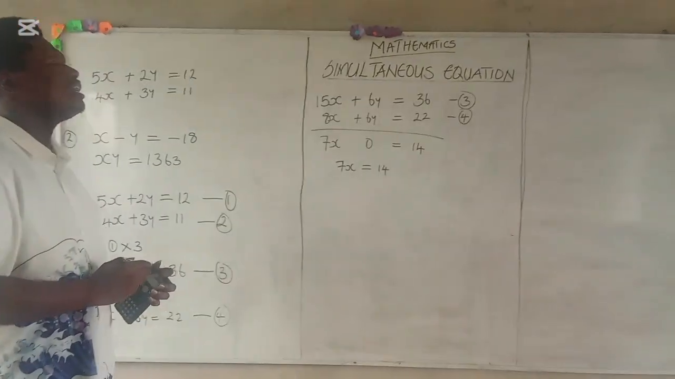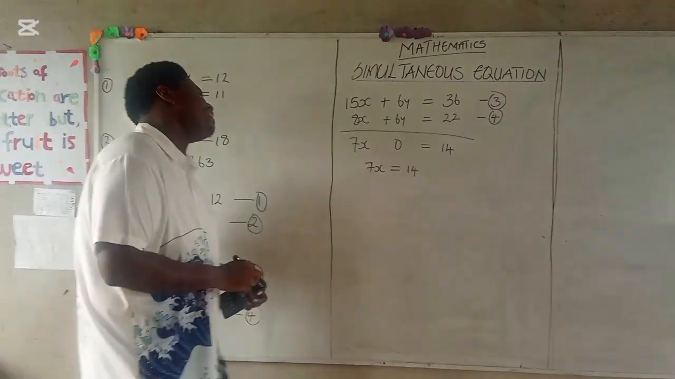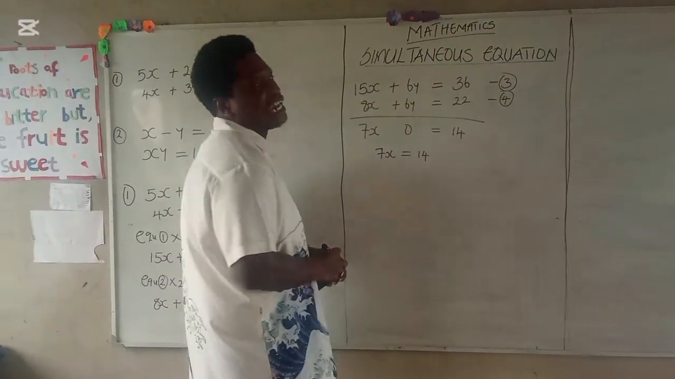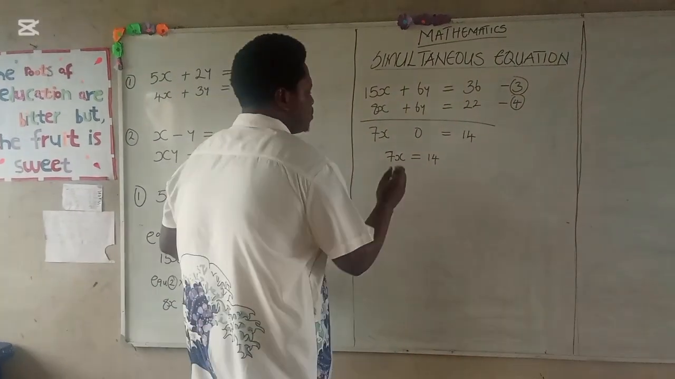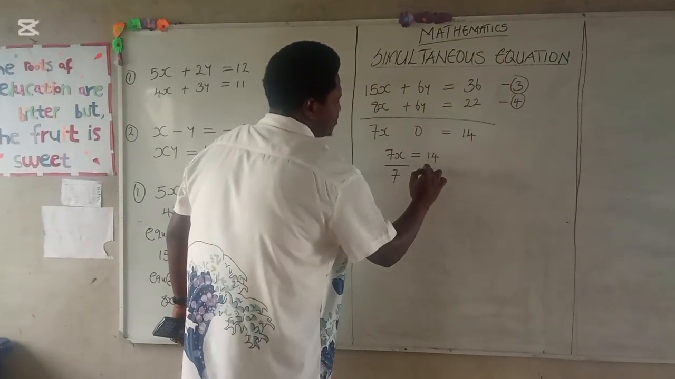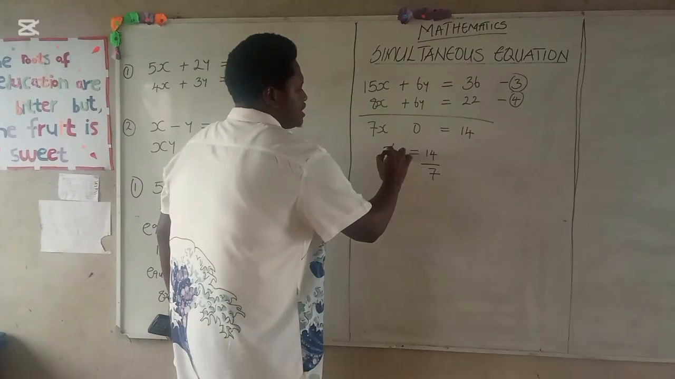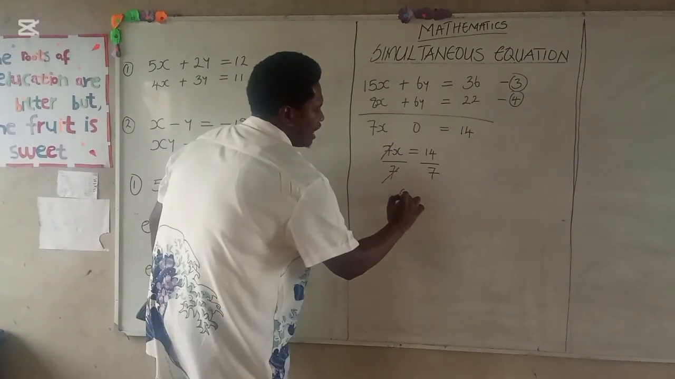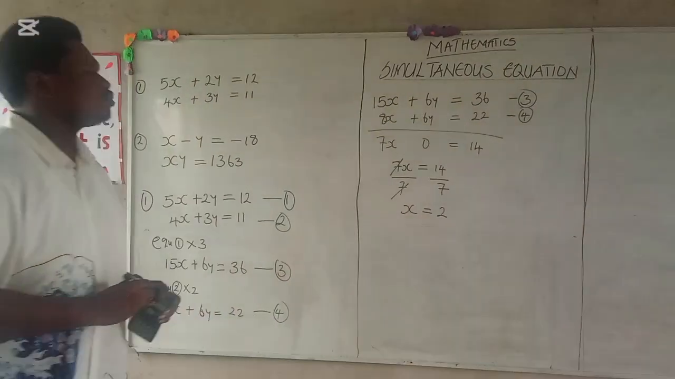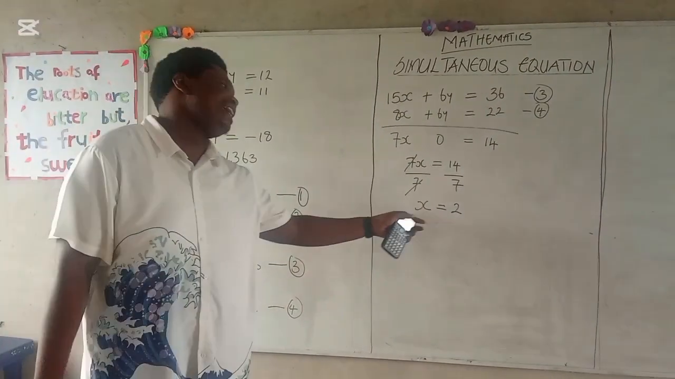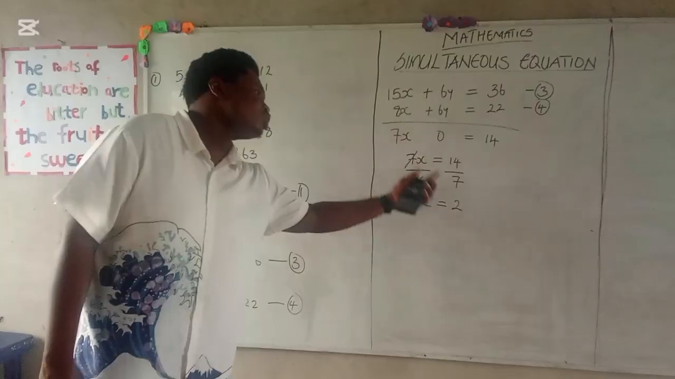So since we are looking for the value of x, we are going to divide both sides by the coefficient of x. And what is the coefficient of x? 7. So here divided by 7 and here divided by 7. We cancel out 7, so we have that x is equal to 2.